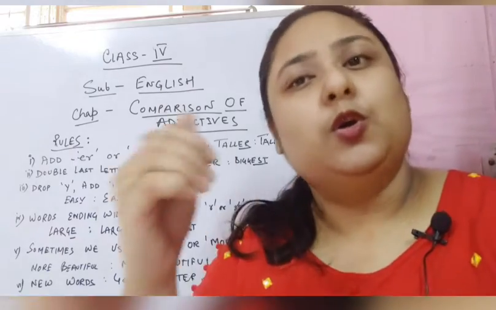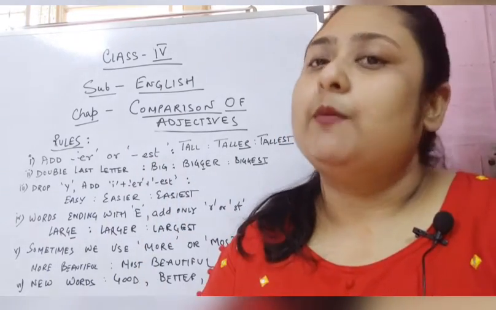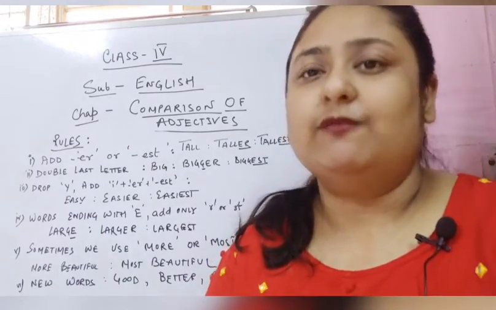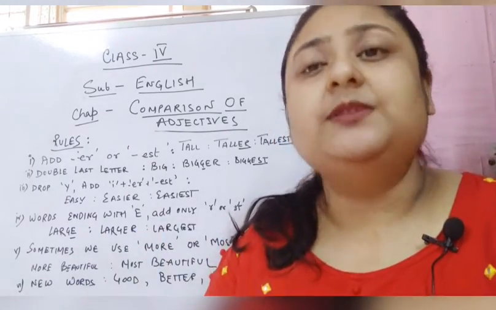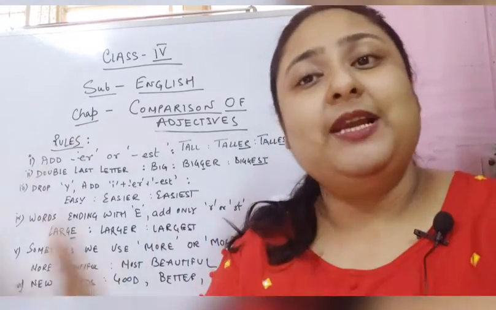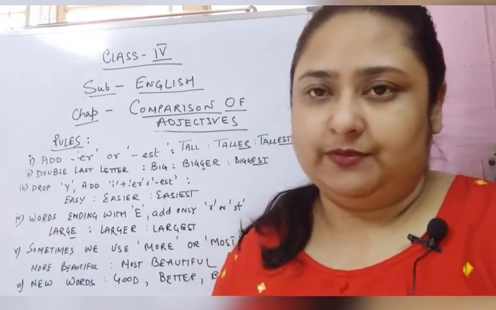For example, good. Good is the positive degree. Now good becomes better in case of comparative degree and good becomes best in case of superlative degree. So a completely new word is formed.